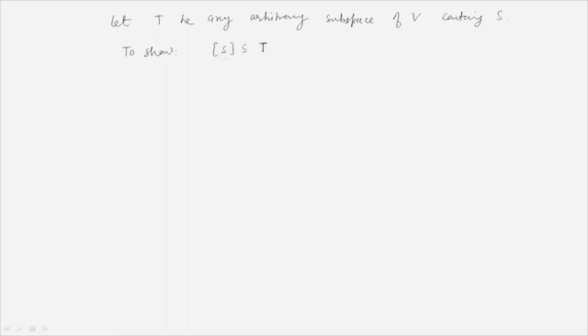In order to show that this is a subset of T, take an arbitrary element in span of S and try to show that that element is also in T. So let W belong to span of S. This implies W is some linear combination of elements u1, u2 up to un. And now what do we have to show? We have to show that this W is also in T. Then only we can say that this span is the smallest such subspace. Now since ui belongs to T for all i and T is a subspace, alpha i ui is also in T for all i, by the closure property of scalar multiplication.